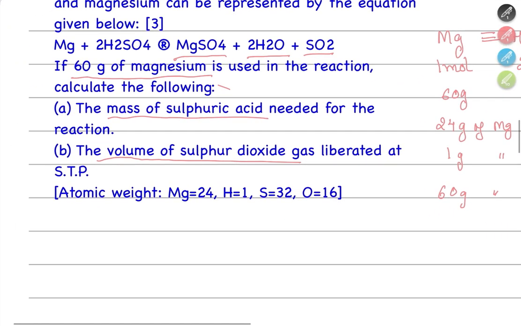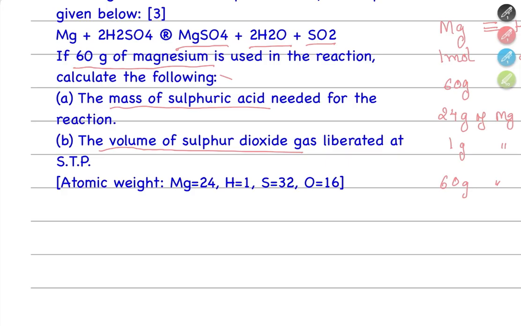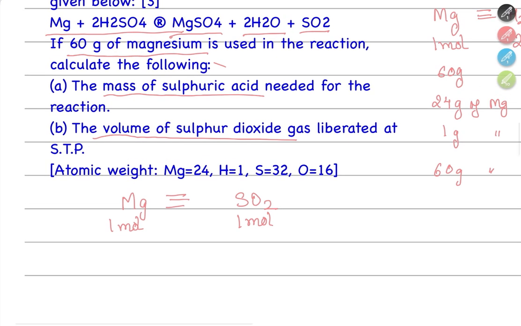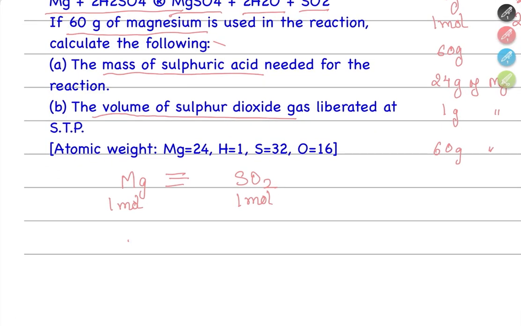Now let's look at the second part. In the second part, I have to calculate the volume of sulfur dioxide gas. Again I will refer to my balanced equation and the data they have given for magnesium. So I will see what is the ratio of magnesium to sulfur dioxide in terms of moles. If I look at the equation, 1 mole of magnesium is producing 1 mole of sulfur dioxide gas. For sulfur dioxide gas, I have to calculate the volume, which should be in liters, and the data given for magnesium is the mass. So I need to convert the mole of magnesium to mass and the mole of sulfur dioxide to liters.